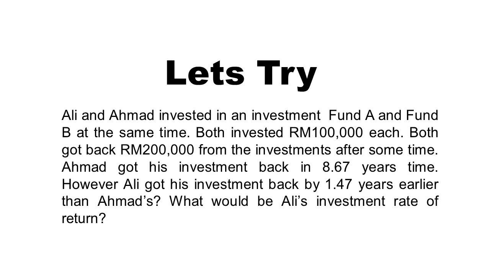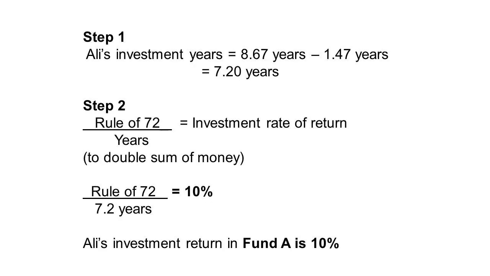But the question is, they ask you like this: Ahmad got back 8.67 years, he doubled up the money. But then Ali back 1.47 earlier. So you must know years. How many years is that? 1.47 years earlier, 8.67 minus 1.47 equals to how many years? 7.2. 72 divided by 7.2 years equal to 10%. That is the return Ali got.